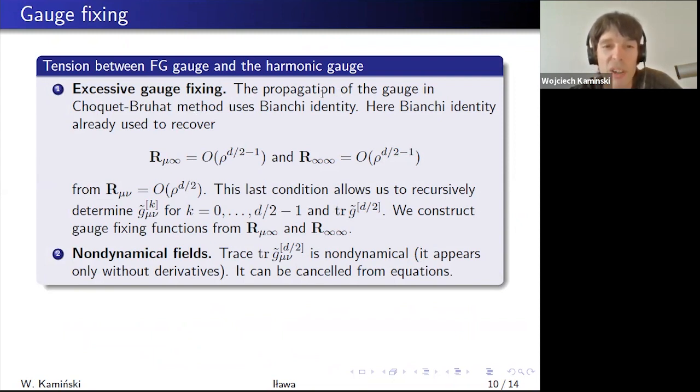The problem is that the propagation of the gauge in this Choquet-Bruhat method comes from the Bianchi identities. And here we already use Bianchi identities to recover these other parts of the Ricci tensor. So in fact in this Fefferman-Graham construction, you can only assume this thing, and all the others automatically follow. So how to deal with this problem? It turned out that one should construct the gauge fixing function. In this Choquet-Bruhat method, we have this gauge fixing function. We should construct it from these excessive parts of the Ricci tensor that we are not imposing. And the second issue is the non-dynamical field. This non-dynamical field we should just cancel from the equations and impose at the end.